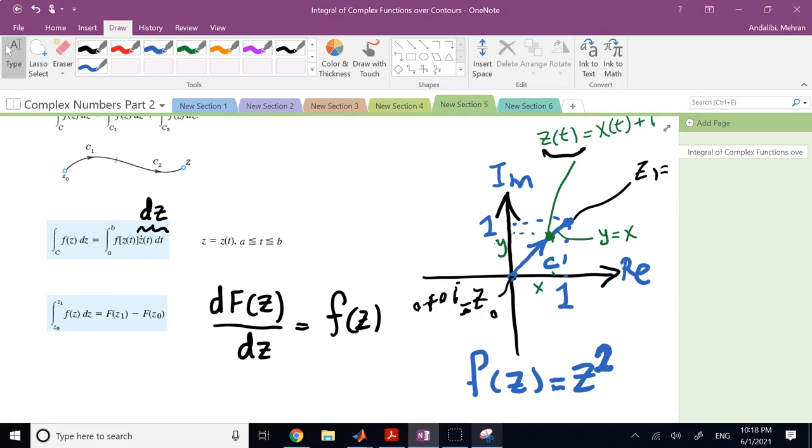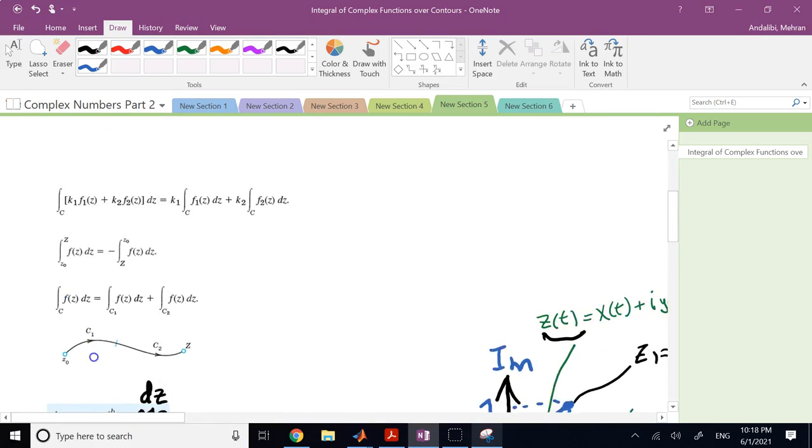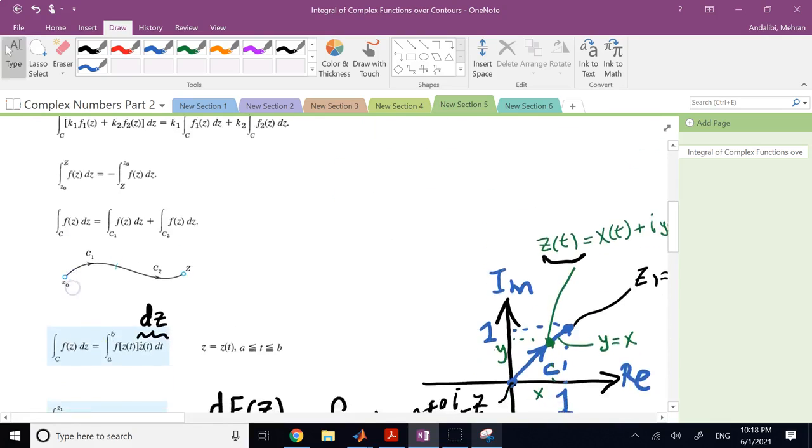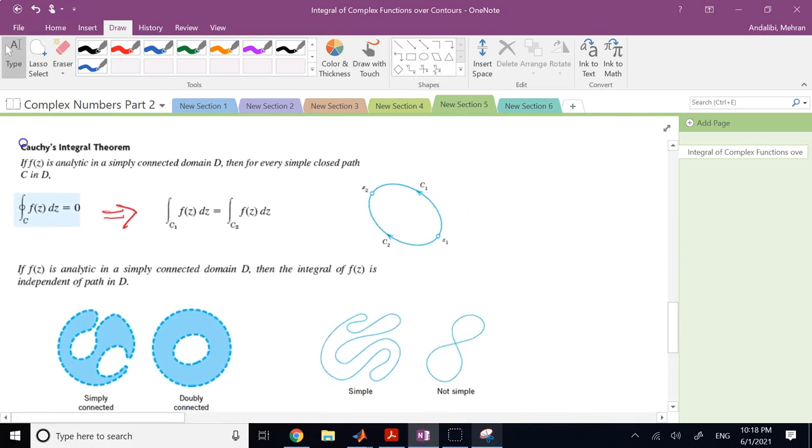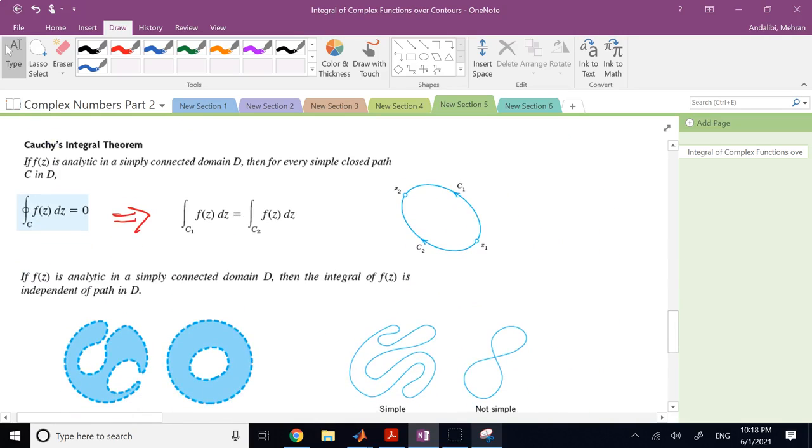Okay, so this is about the meaning of the calculation and the properties that this integration over a path has. Now, some important things about this integration. One is Cauchy's integral theorem. It says if the function f of z you are trying to integrate is analytic, which means it has a derivative at any point on that domain, and it's also simply connected, it is analytic in a simply connected domain D.